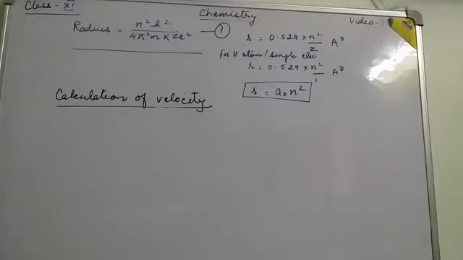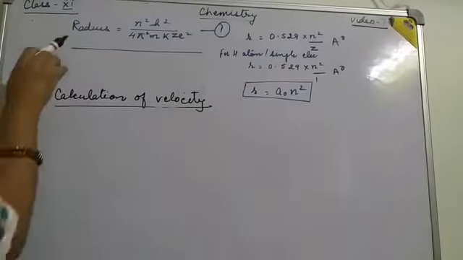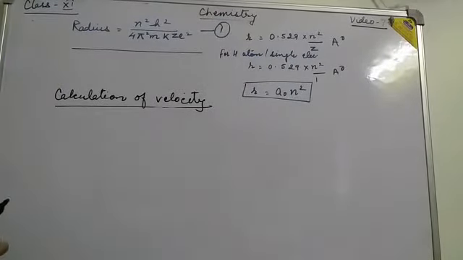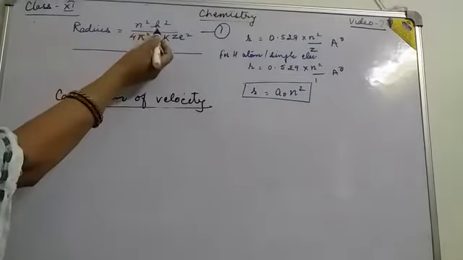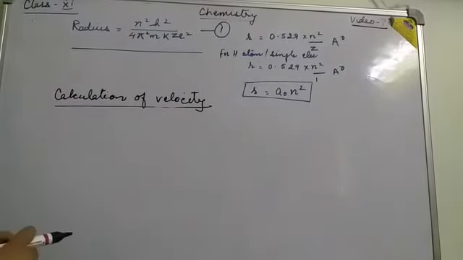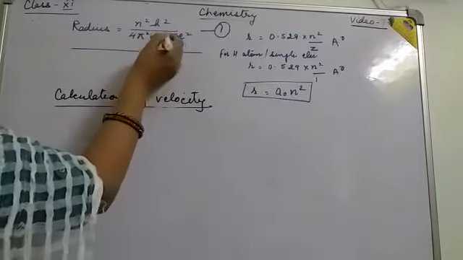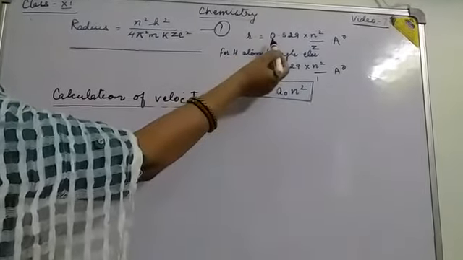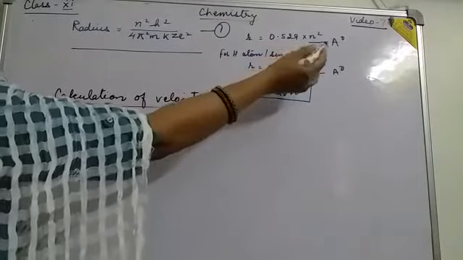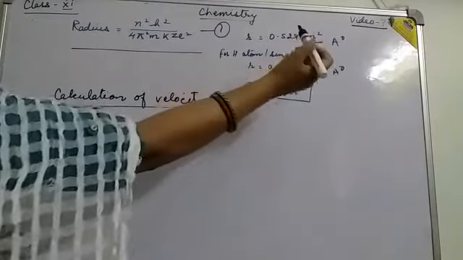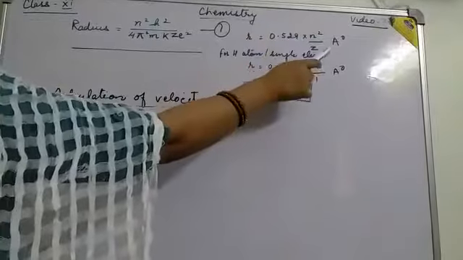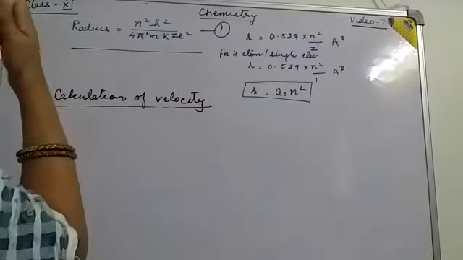Hello everyone, this is our next video, number 7 of the chapter Structure of Atom. In the previous video we studied the radius calculation. As you know, radius is equal to n square h square by 4 pi square m k z e square, where if we calculate the constants, we have 0.059 angstrom into n square by z. N is the number of the shell and z is the atomic number.